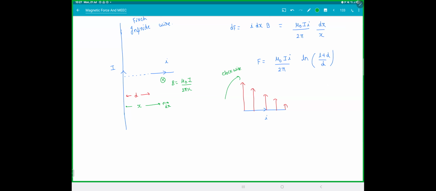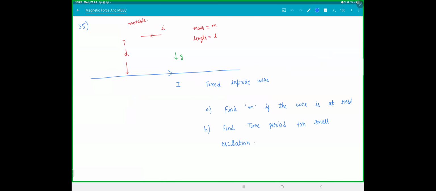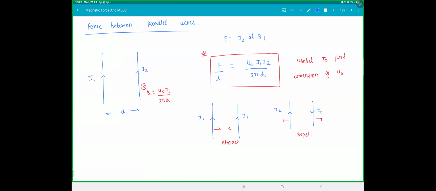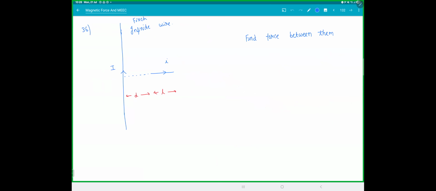Right, Om. Clear with the forces? Easy one. It's a good question. So if you keep it perpendicularly, this is how you will get it. This is only for parallel wires: mu naught I1 I2 by 2 pi d. This is if they're perpendicular.